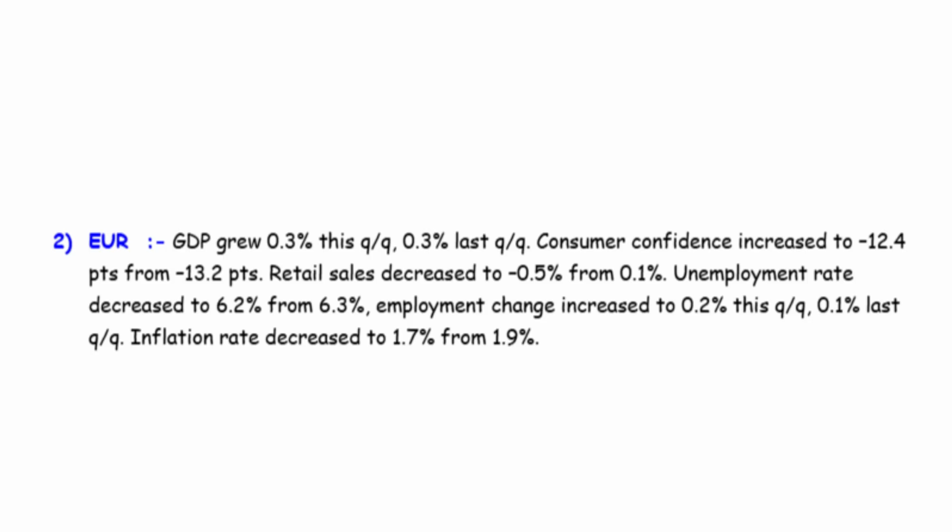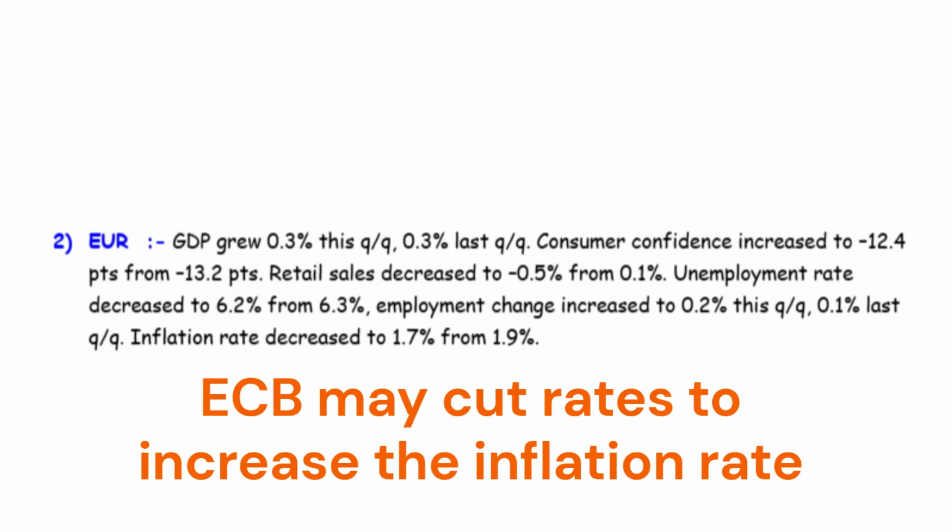Unemployment rate decreased to 6.2% from 6.3%. Employment change increased to 0.2% this quarter, 0.1% last quarter. Inflation rate decreased to 1.7% from 1.9%. Here, when we see inflation decreased to 1.7% from 1.9%, below central bank 2% target, meaning ECB may cut rate, which implies euro may weaken in the next few weeks.